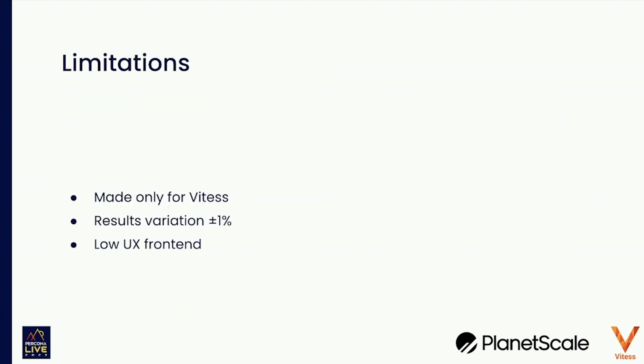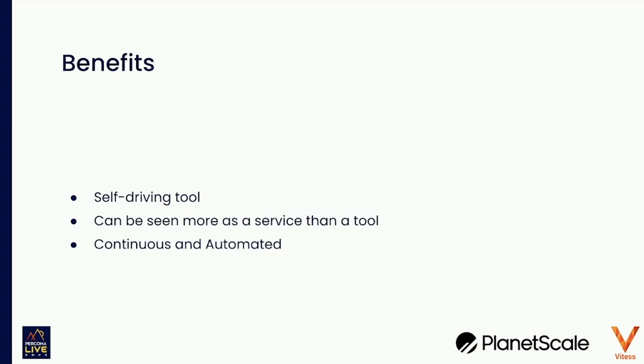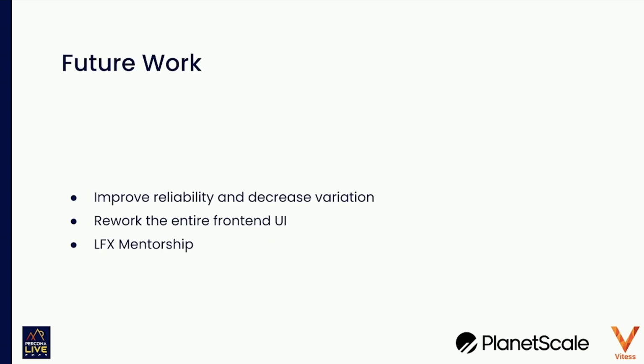We have a few limitations. Obviously it's made only for Vitess, and the result variation is going to be more or less 1%. We're working on reducing that number as much as possible. And the UX is not very good. I'm not a front-end developer, so I tried my best, but it's not that good. There are still some benefits. It's totally self-driven. You just have to deploy the tool, and then you don't even have to touch it anymore. You just go to the website and look at the results. So that makes it more like a service than a tool, basically. And it is continuous and automated. That was the title of the presentation.